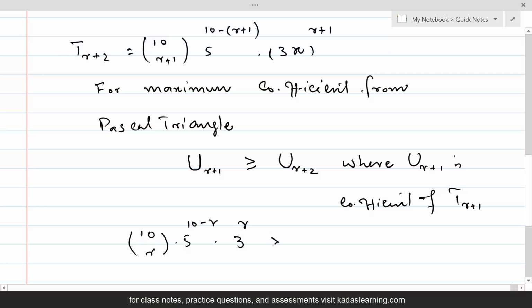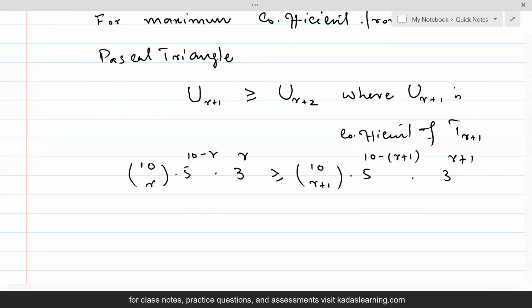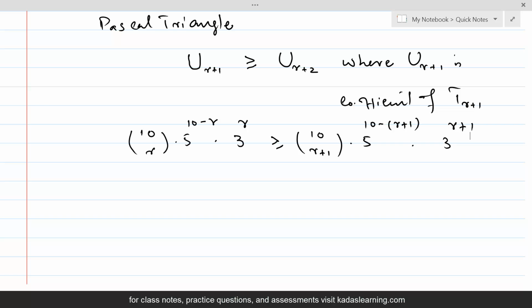3 power r is greater than or equal to 10 choose r plus 1, and times 5 power 10 minus r plus 1 times 3 power r plus 1. So if that is the relation that we have to maintain, then let's expand these.